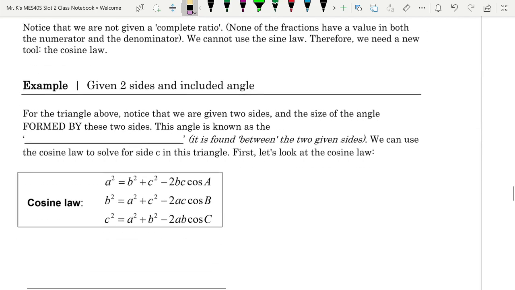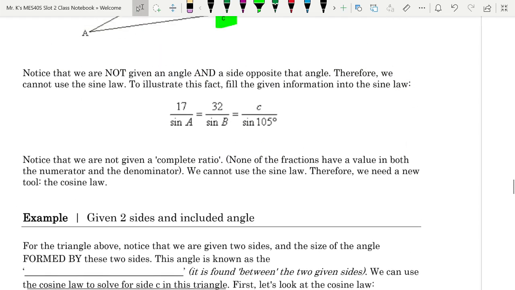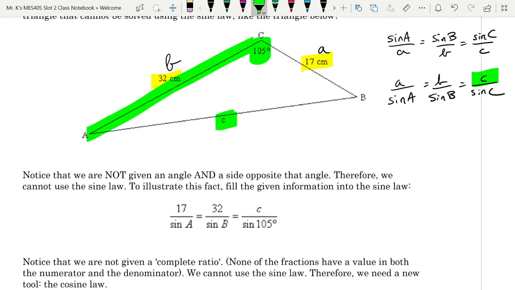So in example 1, given two sides and an included angle, for the triangle above, notice that we are given two sides and the size of the angle formed by these two sides. Let me just scroll back and show you what that means. What we mean is, we are given this angle and we're given the two sides that make that angle.